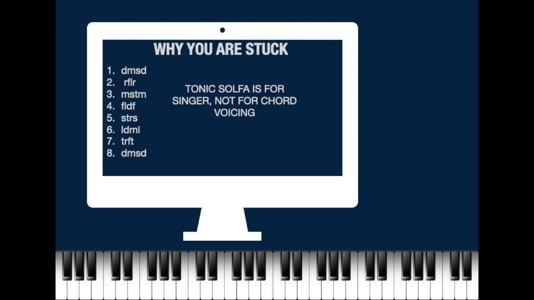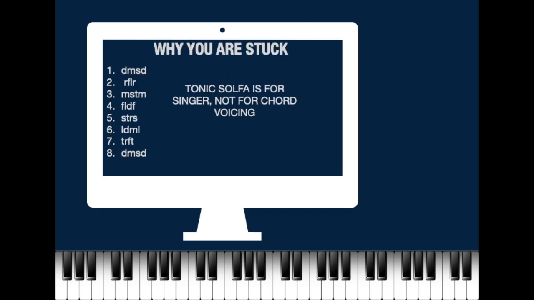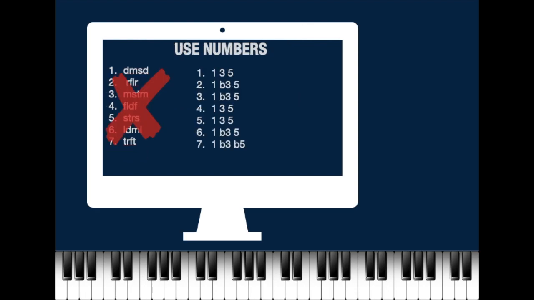Now, when it comes to number system, a lot of people make mistake when it comes to chord voicing. Remember, I said in number 1, passing chord is all about chord voicing. So why majority of the keyboardists struggle is because they are using tonic solfa to create chord voicing. This is one of the biggest ways to limit yourself. It's going to limit you. There's nothing you can do. It's going to limit you. Use tonic solfa to sing. Don't use it to create chord voicing. Don't use it. Use number system. All right. Use number system.